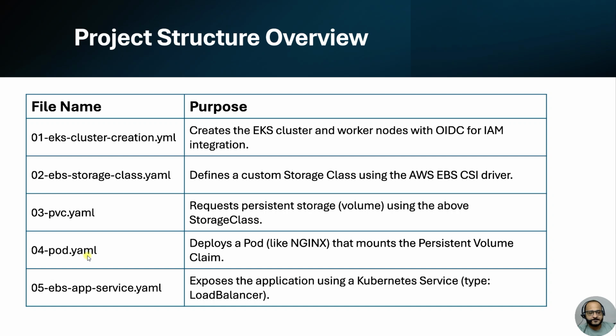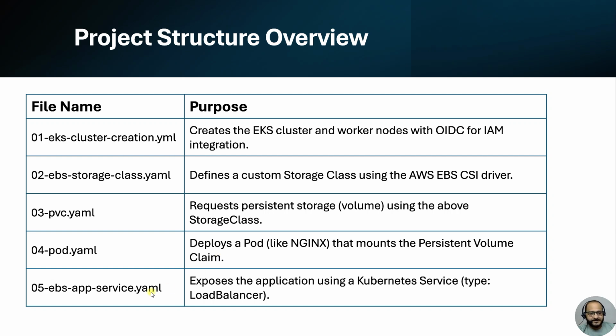The fourth file we have here is the pod.yaml file. This file we are going to use to deploy our application, an nginx application, and on the nginx pod we are going to attach our persistent volume claim, or in simple words, we will attach our EBS volume inside this application pod.